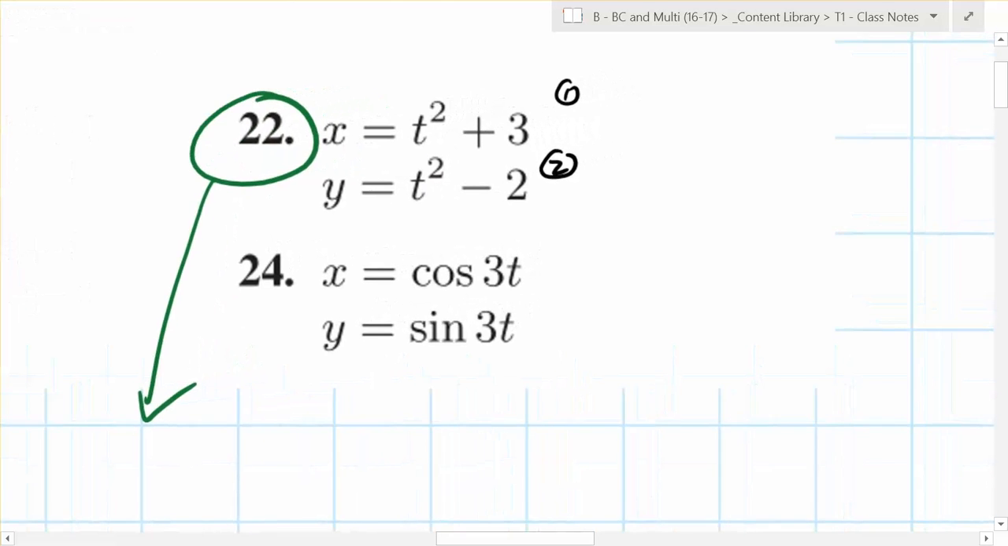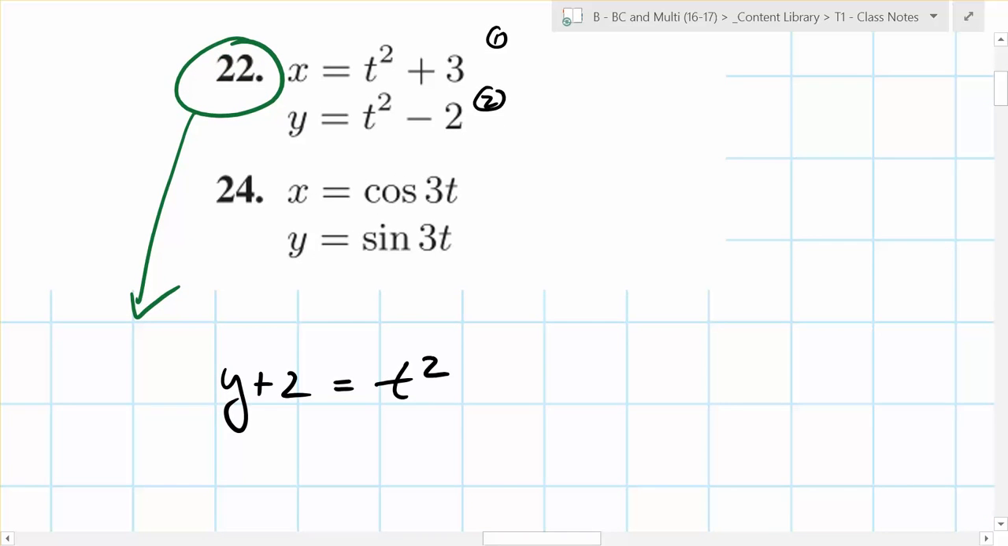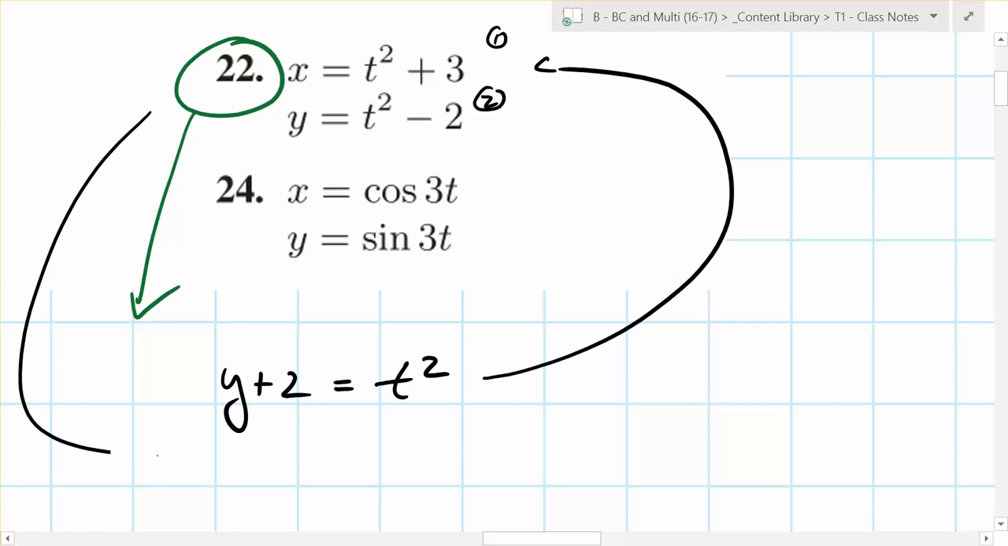I said t. You isolated t in which equation? T squared. So you isolated t squared in the second one? Yeah. So you had y plus 2 is equal to t squared? Yes. Then what? I substituted y plus 2. Oh, sure. And then you just took that and plugged it in there. And what'd you get? X equals what? Y plus 2 plus 3.